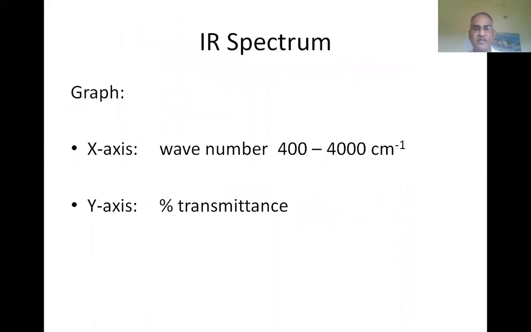So in an infrared spectrum, the x-axis is wave number. It starts from 400 to 4000. So it is starting from the right side of the paper, not the left side, and the units are centimeter inverse. And the y-axis is percent transmittance.